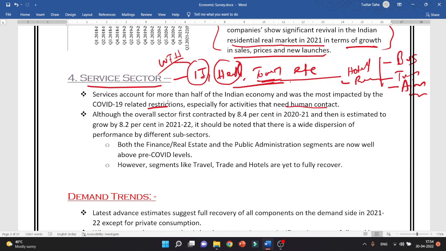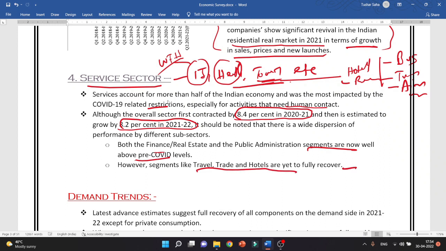Then, although the overall sector first contracted by 8.4% in 2021 and then is estimated to grow by 8.2% in 21-22. Okay, it should be noted that there is a wide dispersion of performance by subsector, right? So both finance, real estate and the public administration segment are now well above pre-COVID level. However, segments like travel, trade, hotel are yet to fully recover.